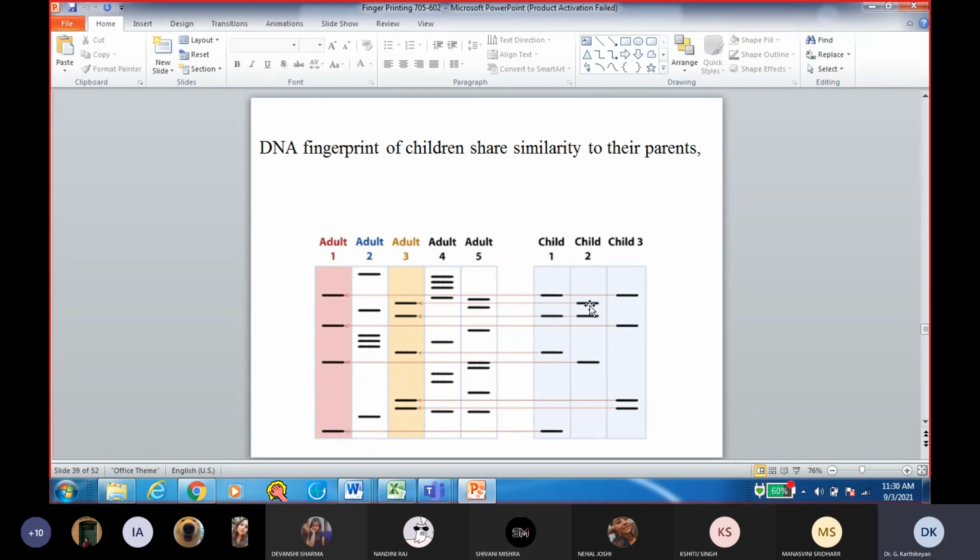Child 2, for example, you can trace back to adult 3. Child 2 also goes back to adult 1, right?